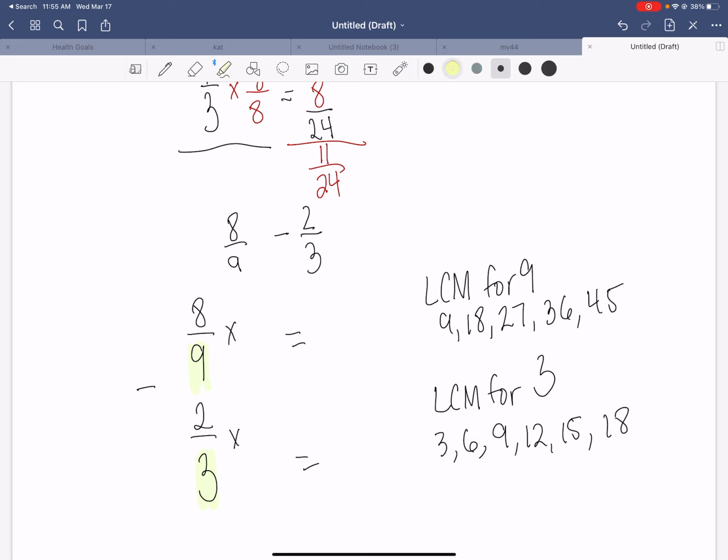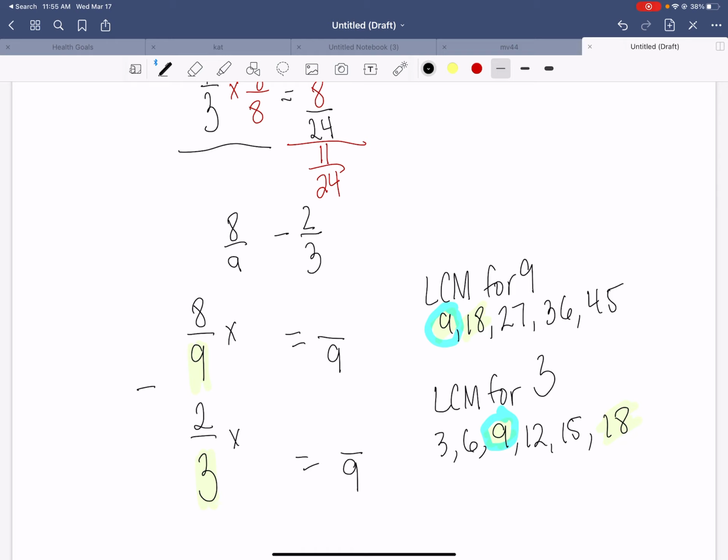And I'm going to go through my list and see what common ones I have. Well, I have 9. And I also have 18. But remember, we want the lowest one. So in this case, the lowest one is 9. That is the one we're going to use because we always want the lowest common one. So our end fraction should be 9. Our denominator should be 9.